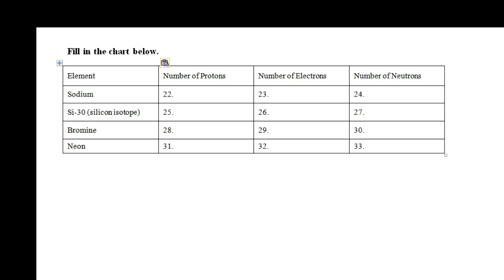All right, 22 through 33. We need to fill in the chart below. This is more of a process type problem instead of an instant recall type problem. All we need to know are the protons, the electrons, and the neutrons. All right? And if we really pay attention to what the periodic table tells us, this isn't too difficult.